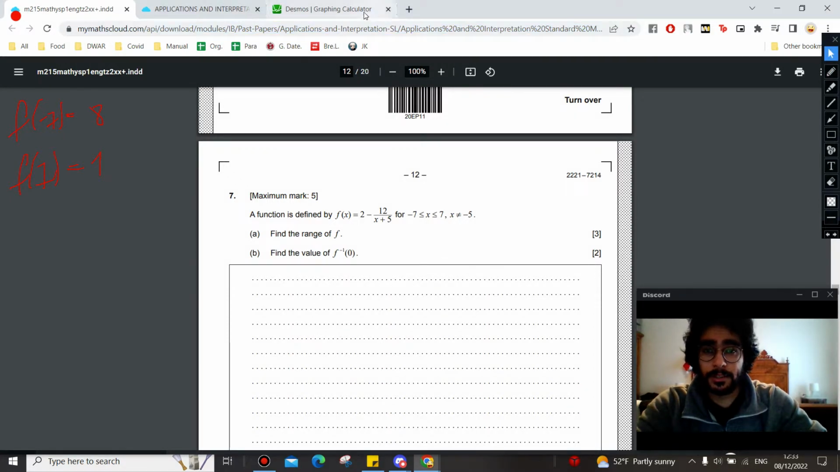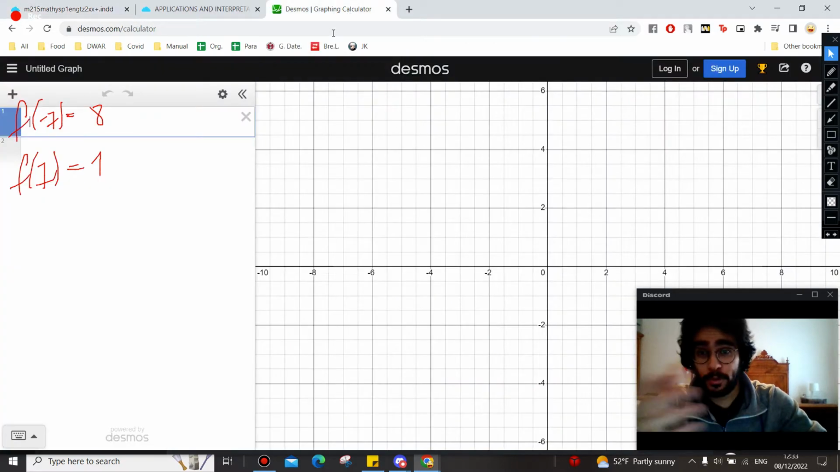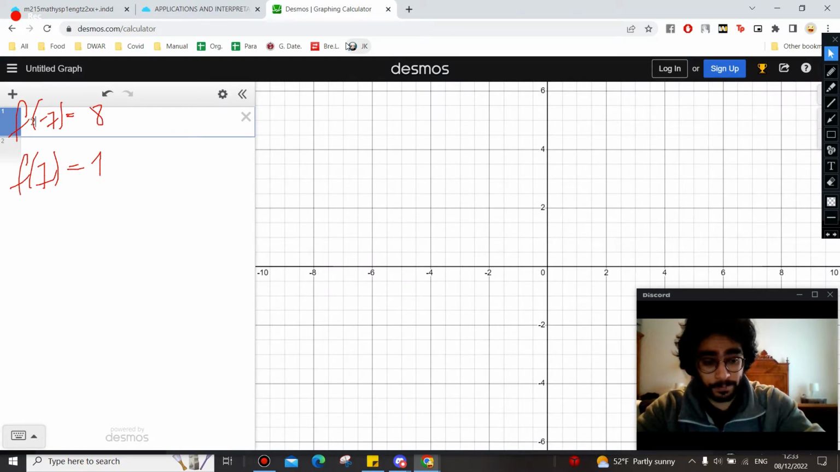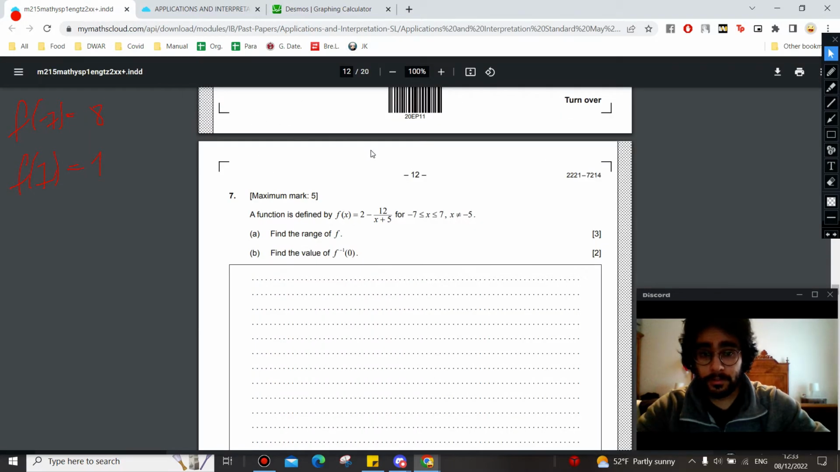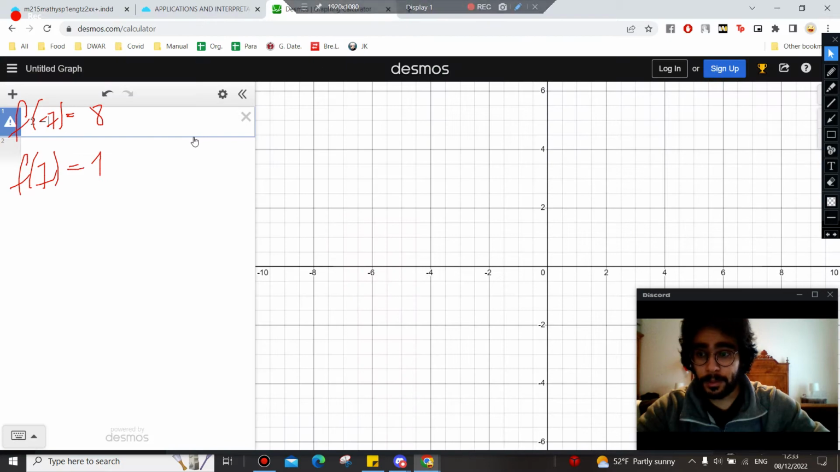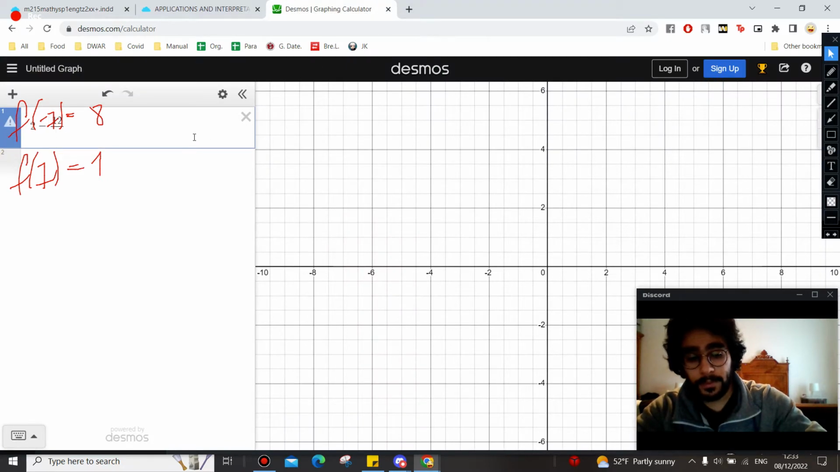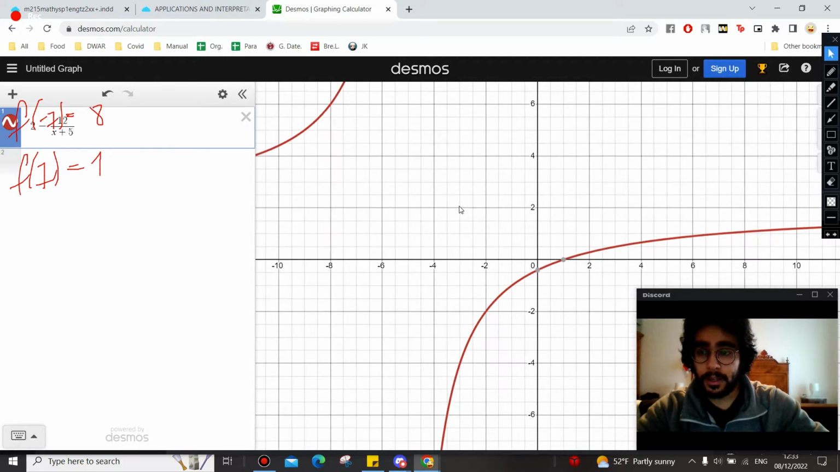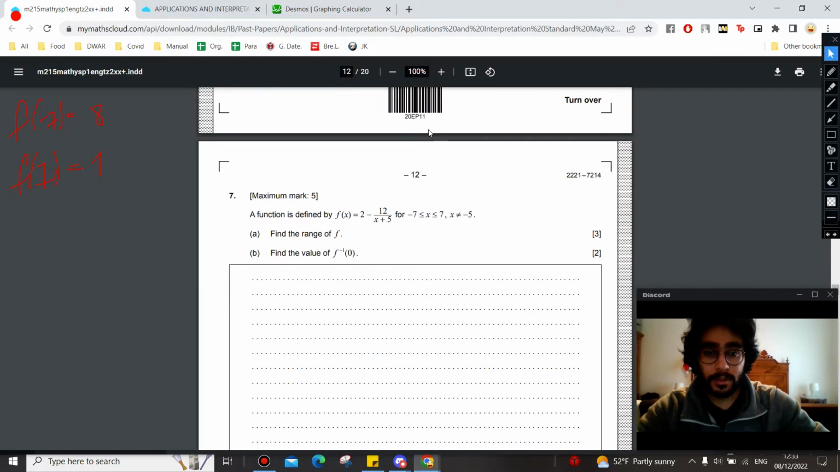Let's go to the GDC, but I don't have a GDC, so I'm using Desmos, well, some calculator online, let's say. So let's go and copy it. So it's 2 minus 12 divided by x plus 5. Perfect. Now we have our equation, 2 minus 12 divided by x plus 5.